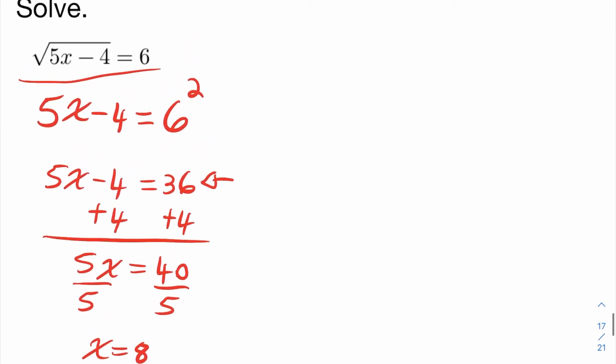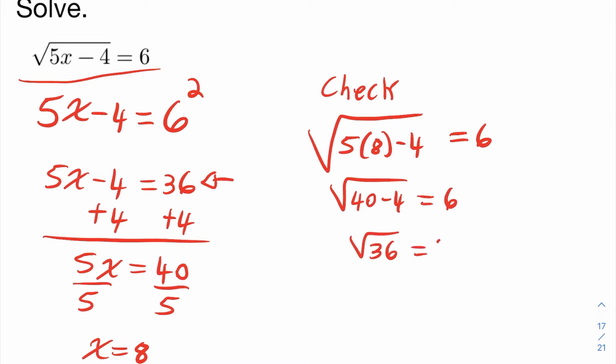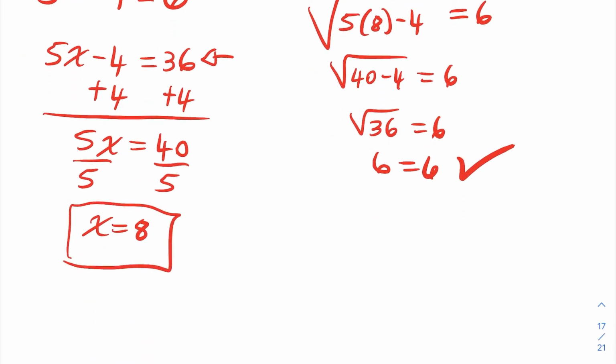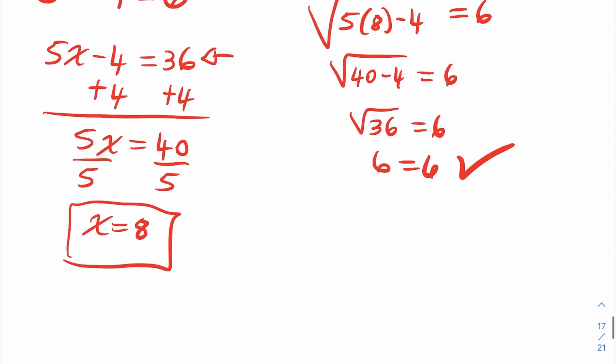So we do a quick check to see if 8 is the solution to the original. 5 times 8 minus 4 should equal 6. So that says that the square root of 40 minus 4 is equal to 6, or the square root of 36 is equal to 6, and that checks out. So it works, and that means I do actually have the solution here. X equals 8 is the solution to that equation, and we've solved it.